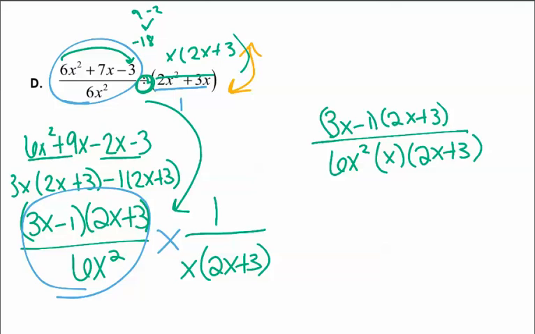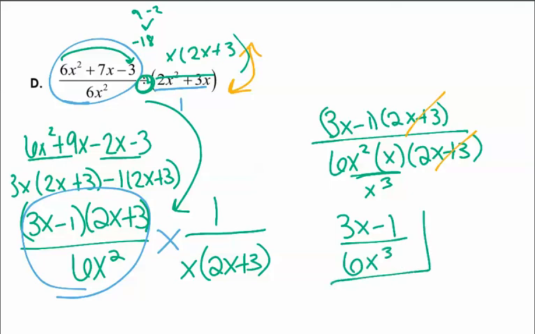So if you kind of see like this x squared and that x, that's going to combine together to become x cubed. Then we can also see that we have something that's going to cancel out. We have this common factor of 2x plus 3 on top and on bottom. So now I'm going to be left with 3x minus 1 over 6x cubed. Now that's going to be my final answer.